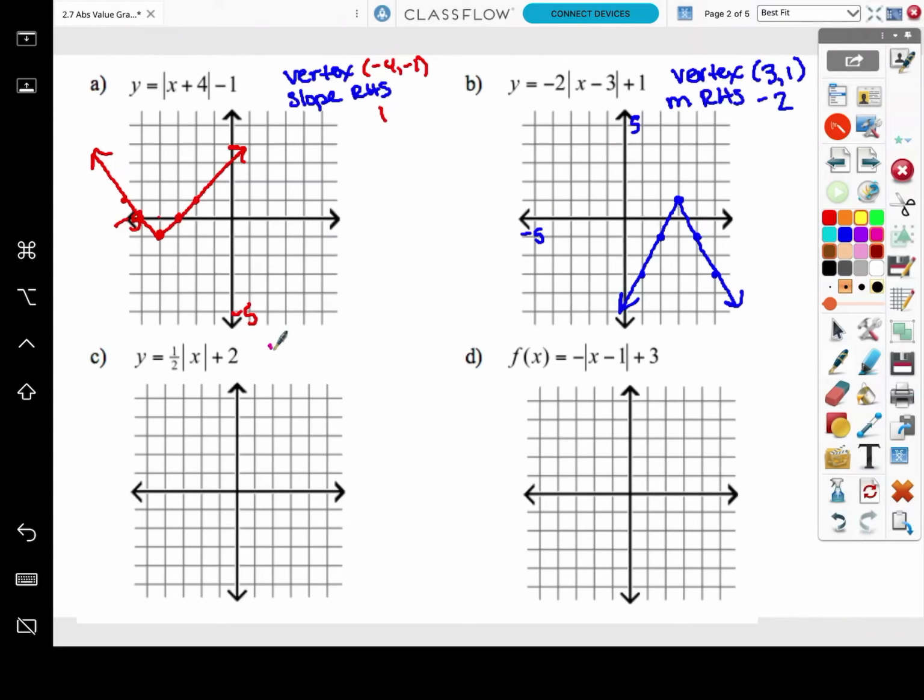All right? Vertex on the next one. What do you think? Yeah, 0, 2. Slope of the right hand side, +1/2, so it will open up. So I'm going to find 0, 2. Slope of the right hand side, I'm going to go up 1, right 2, up 1, right 2. And then up and left to find the opposite side, connect in the V shape.